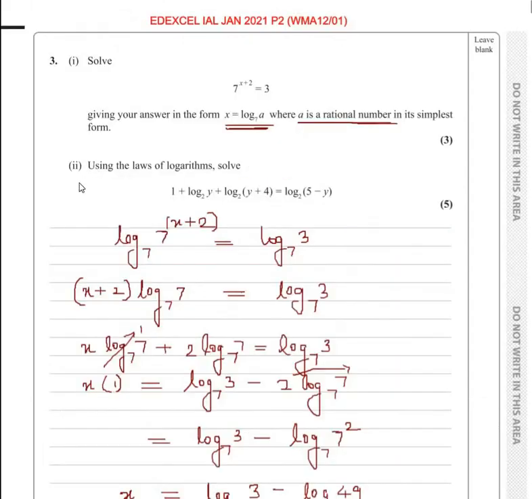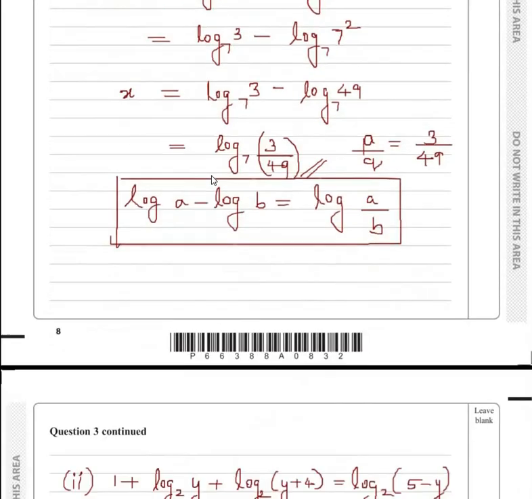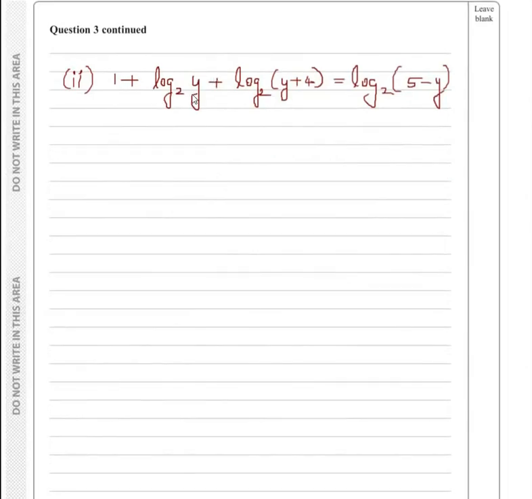Now in part 2, they have asked us to solve the given equation using laws of logarithms. So let us solve it. I have written the question here again. We are going to solve this using properties of logarithms or laws of logarithms. So what we are going to do here is take all the logarithm terms on one side and send this 1 to the other side.